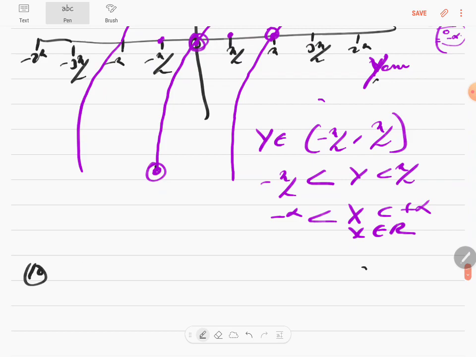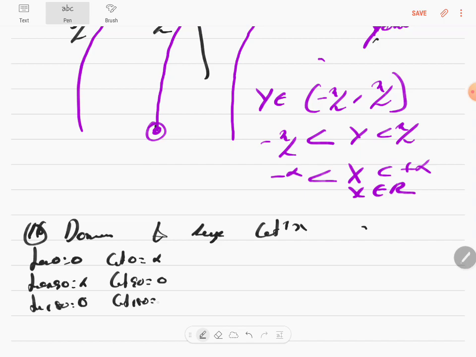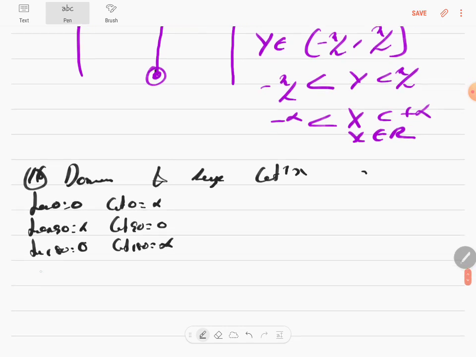So 16th is let's do the domain and range of a cot graph. Therefore we'll do the domain and range of cot inverse of x. Let's do the reciprocal function. So you know tan 0 is 0. Therefore cot 0 will be infinity. You know tan 90 is infinity. Therefore cot 90 will be 0. You know tan 180 is 0. Therefore cot 180 will be infinity. And tan 270 is infinity or minus infinity, doesn't matter. So cot 270 will be 0 and so on.